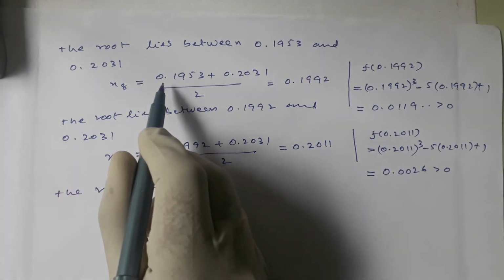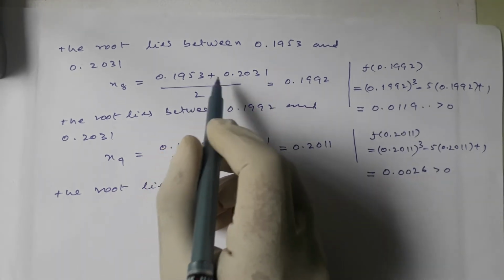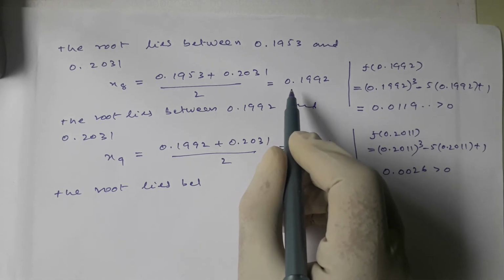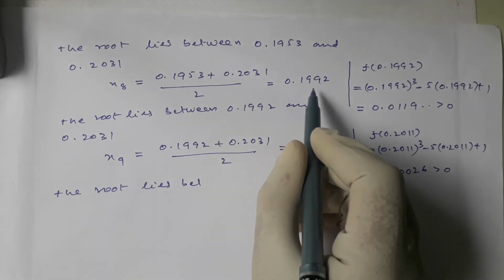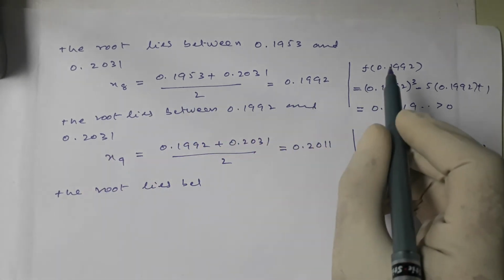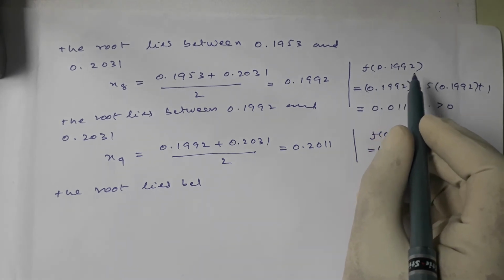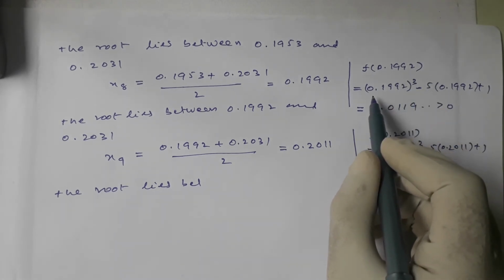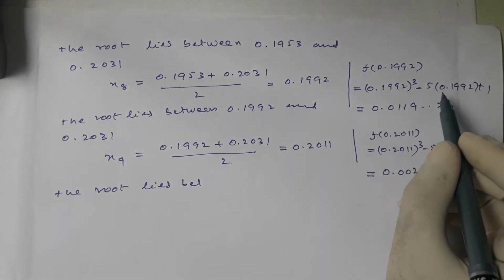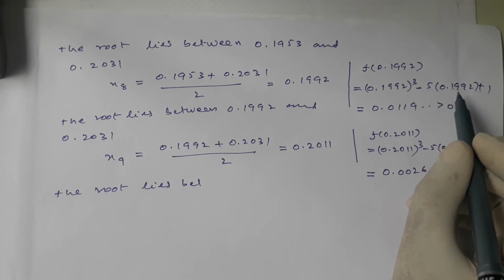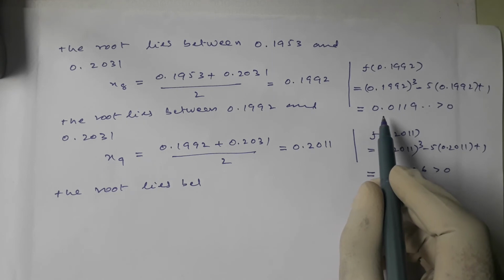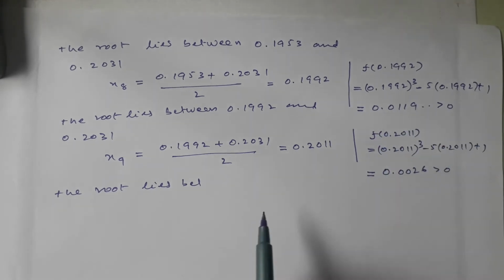x8 is equal to 0.1953 plus 0.2031 divided by 2, which is equal to 0.1992. Substitute that in the functional value. f of 0.1992 is equal to 0.1992 whole cube minus 5 into 0.1992 plus 1, which is equal to 0.0119, greater than 0.